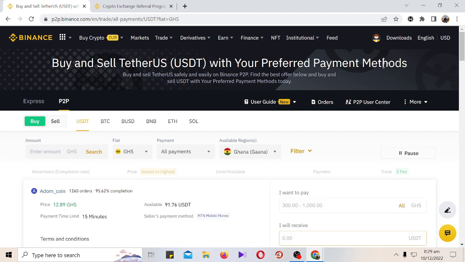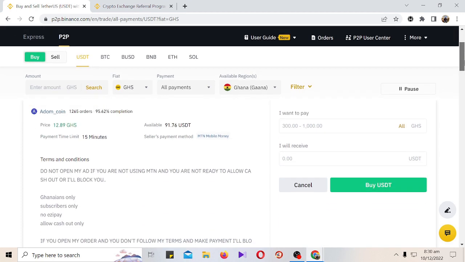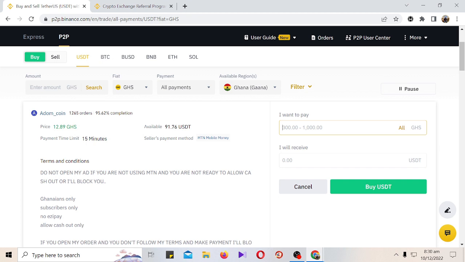We are going to pay with our mobile money. So right now we are buying 300 Ghana cedis of USDT. If we buy 300 Ghana cedis of USDT, we are going to get 23.2 USDT. So 23.2 USDT is equivalent to 300 Ghana cedis. You can see the rate is 12.89, with mobile money payment. So you can just click on buy here.